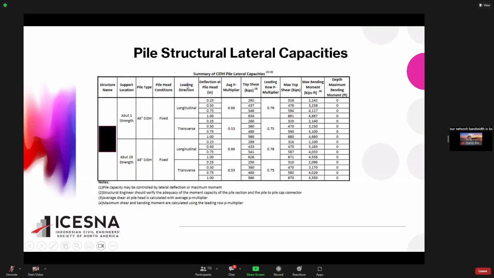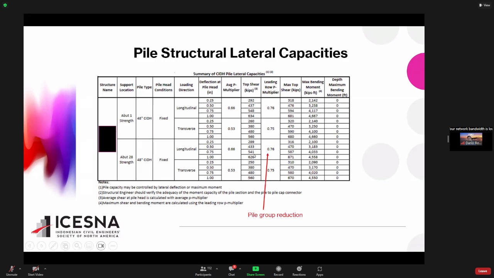And for structural design of the pile, you basically have a table like this. This is apartment 1, apartment 28, the type of the pile, and you consider fixed head, pile and cap connection is fixed head, and this is the loading cases. You specify the deflection of the pile head 0.25 to 1, and you compute the average shear and then the maximum bending and shear. Right?